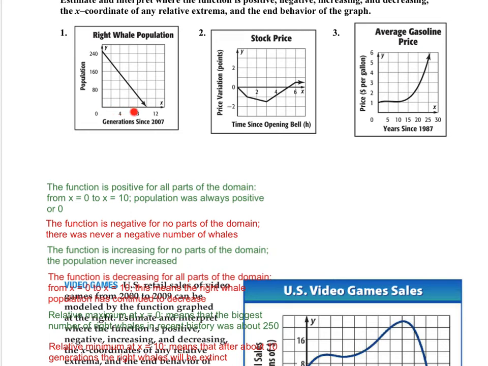And last thing to describe about this graph is the end behavior. So as x increases, y decreases, and that again means that as time goes on, the population is decreasing. And then for left end behavior, as we go backwards, it is increasing, which means we had a higher population before.